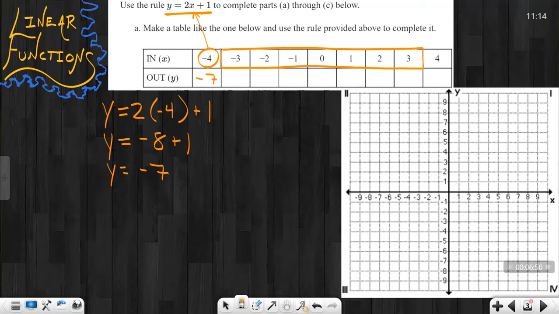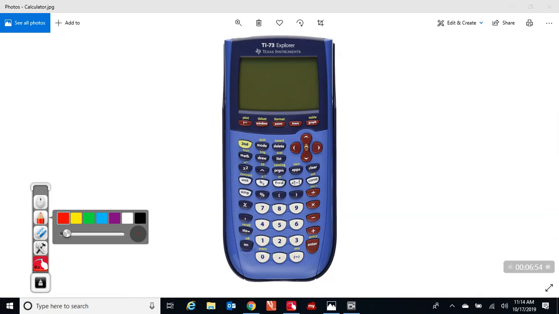All right. You can use your calculator to do this as well. Let's take a look at how we do that. If I'm using my calculator, I can come here and I can use the y equals button. And in that y equals, I'm going to get y1. And I can plug in the exact formula that they gave me, which was 2x plus 1. And I simply hit 2x plus 1. Make sure you use the x button over here, not the multiply. And once I do that, I can get a graph by clicking graph.